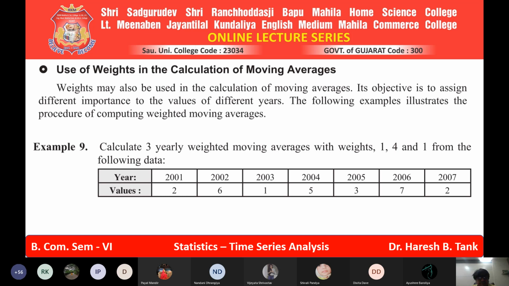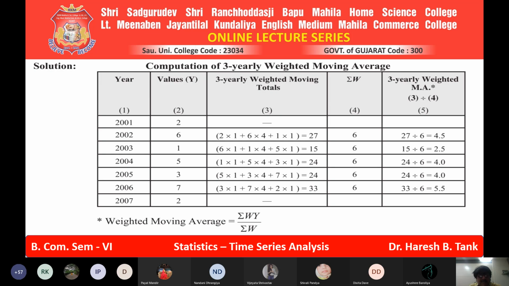Have you done it? Yes, sir. Do it simultaneously. Now, what is to be done? Make another column titled 3-yearly weighted moving total. Make a column of 3-yearly weighted moving total. Okay.